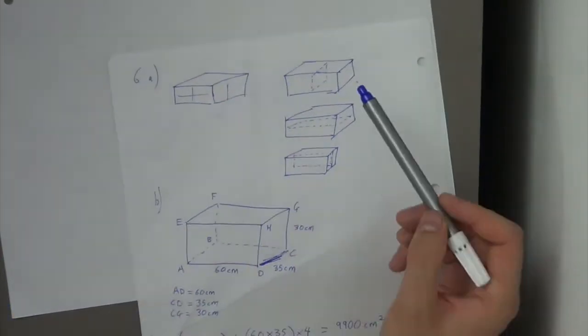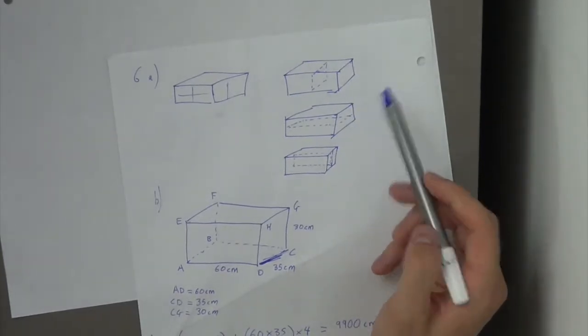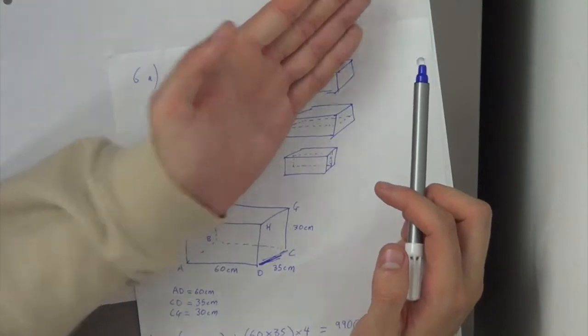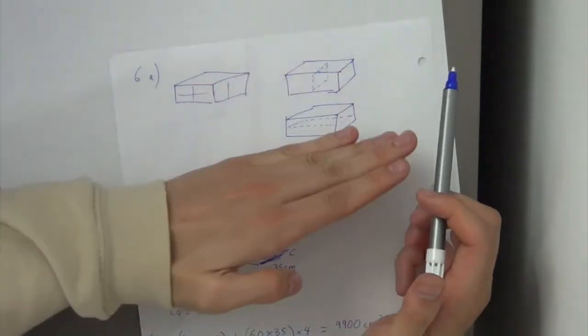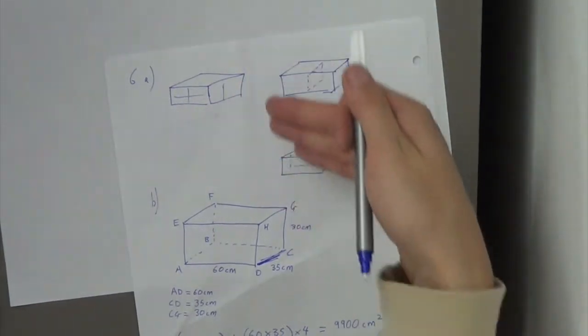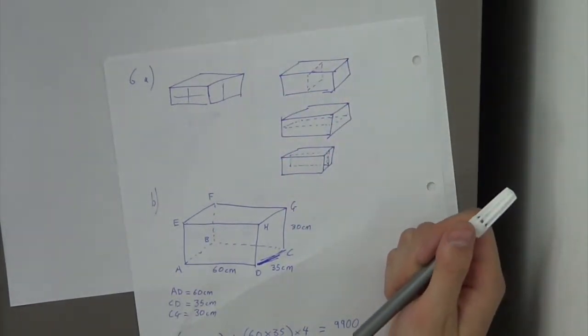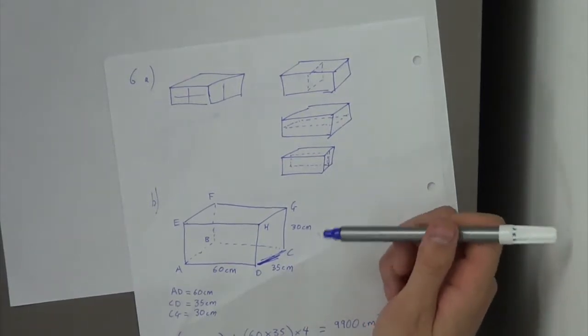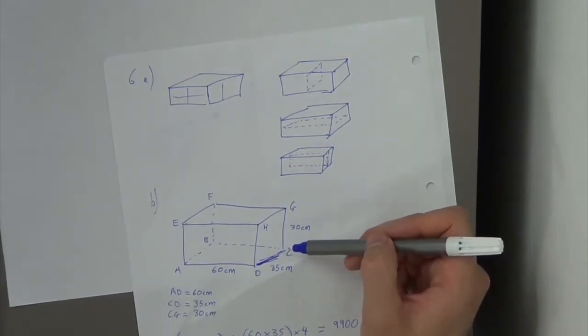So up here, I've basically drawn the lines of symmetry. If we cut it in half there, that's one line of symmetry. If we cut it in half there, that's one line of symmetry. If we cut it in half down the middle there, it's also another line of symmetry, okay? So the answer to that question, there are 3 planes of symmetry in that cuboid, okay?